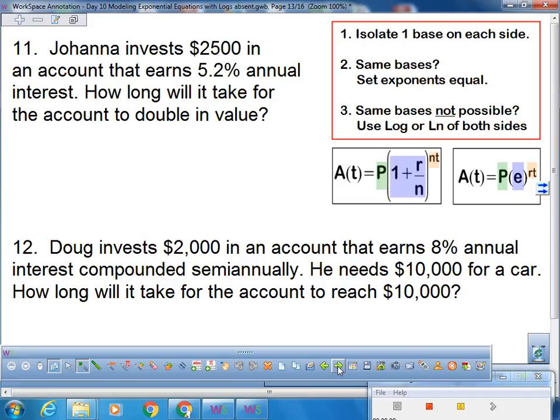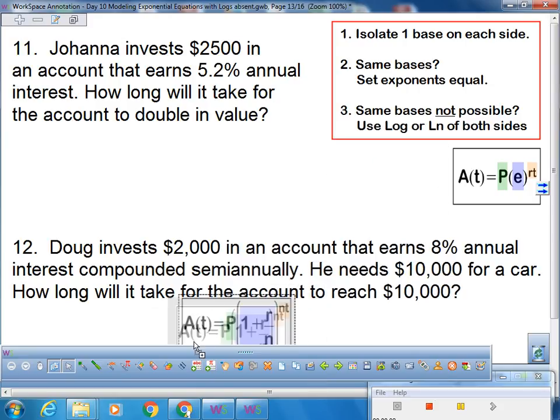Johanna invests $2,500 into an account that earns 5.2% annual interest. How long will it take the account to double in value? Right? So which one of these am I going to use? The one we already know, or one of these new ones? The one we already know. Doug invested $2,000 in an account that earns 8% annual interest, compounded semi-annually. That's new verbiage, right? Compounded semi-annually means I'm going to use which one of these? Semi-annually means twice a year, right? So I would use that one for that one.